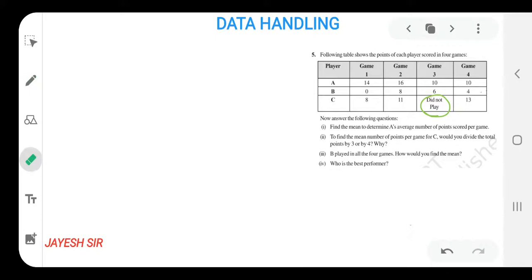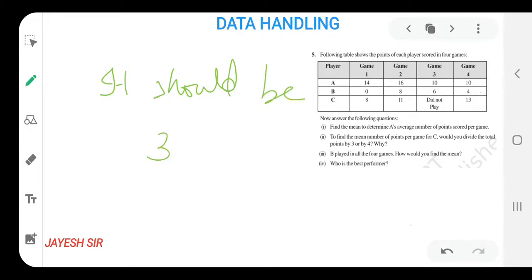That's why, friends, we will divide by 3, because the number of observations we are adding should be in the denominator. That is what we have to keep in mind. So again, we need to find what should be in the denominator. The denominator should be 3 because he has not played the fourth game, or rather game number 3. So it should be 3. I hope you all are getting the second answer.